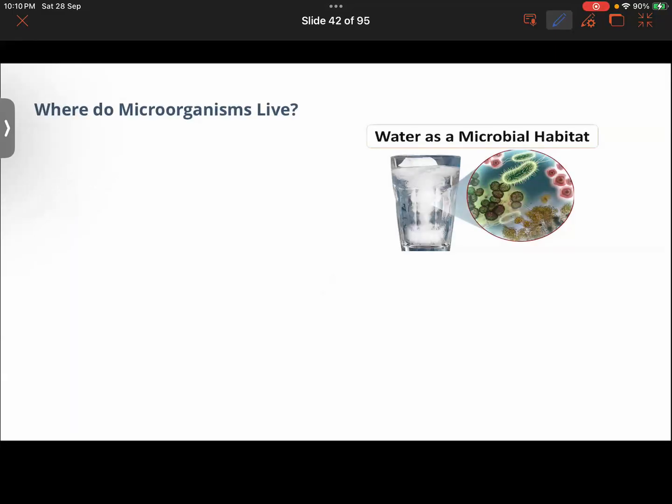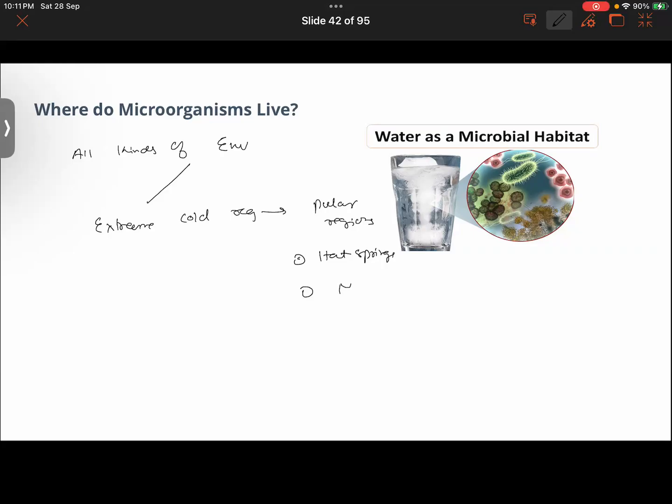So we have learned about the different groups of microorganisms. Then the question is, where do they live? They will be found living in almost all kinds of environment, whether it be the cold, icy climates or the hot springs where the temperature is unusually very high. They can be found in the polar regions, in frozen lakes, in hot springs, or in marshy lands also.